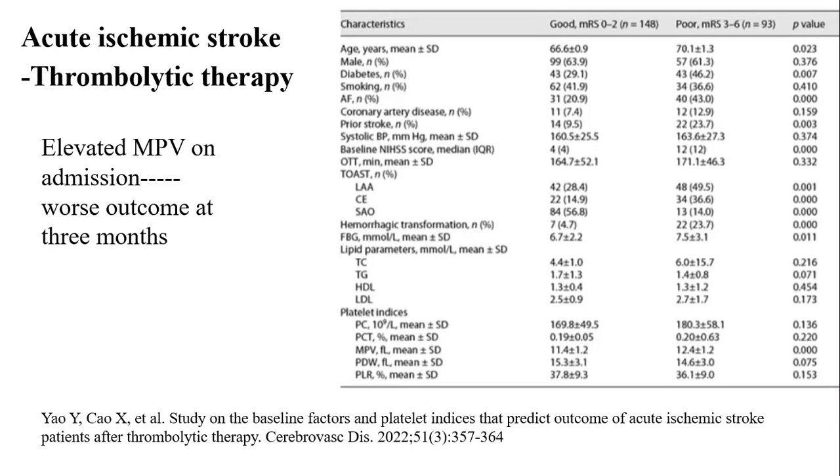There was another study done among patients with acute ischemic stroke, mainly among patients who underwent thrombolytic therapy. Here also they found that if the patient has a high MPV, mean platelet volume, on admission, that indicates a worse outcome at 3 months.